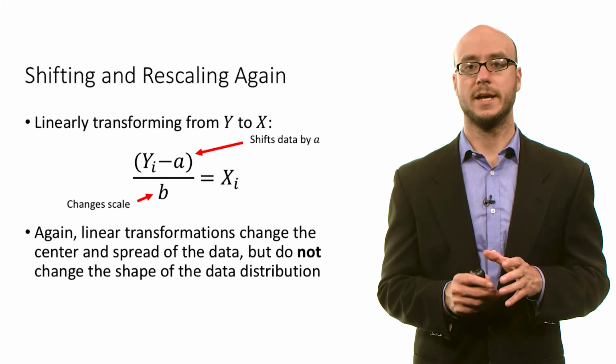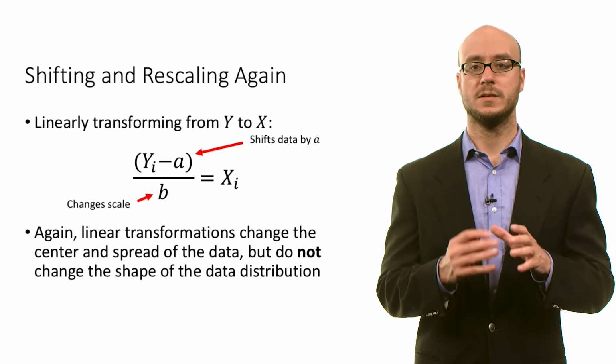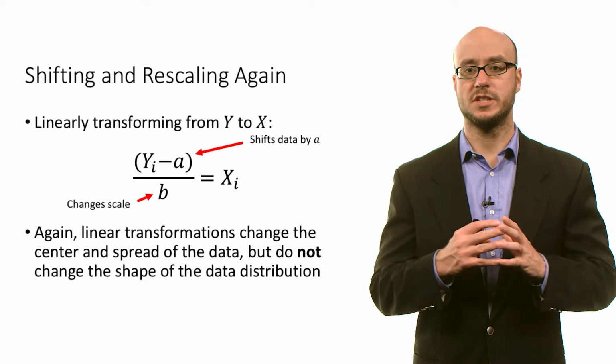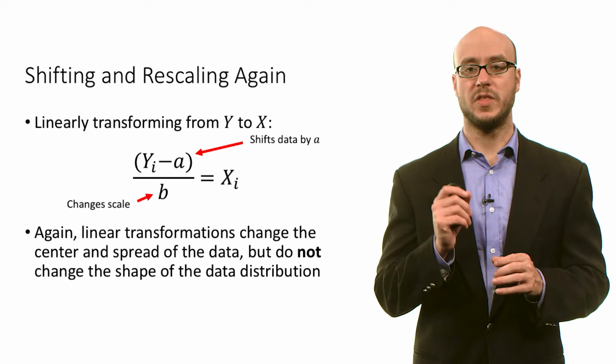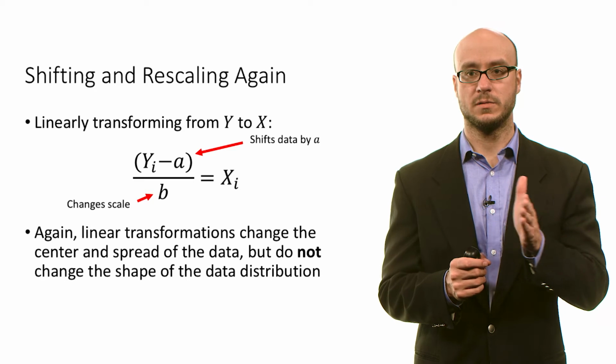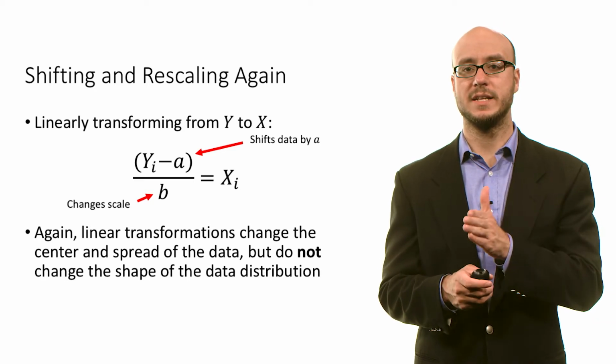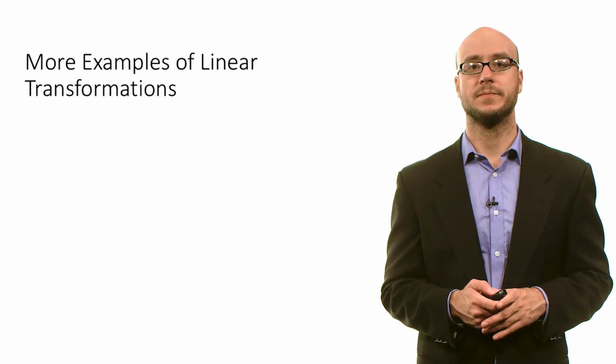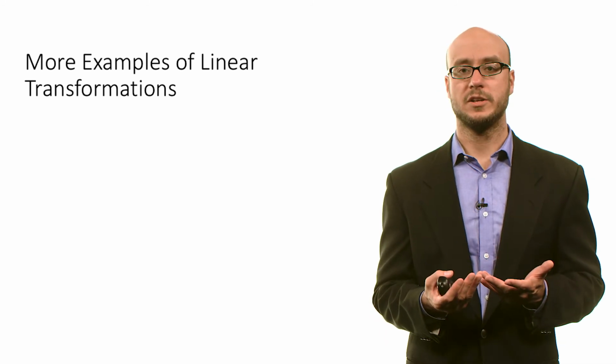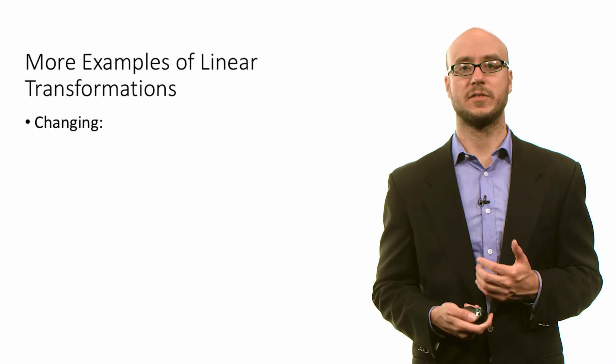So to put it another way, you can think of b, when we're changing the scale, we're changing the spread of the data. And with a, we're changing the center. We're shifting the data around where that set of data is centered. So we can look at the same linear transformations using this slightly different way of rewriting it.